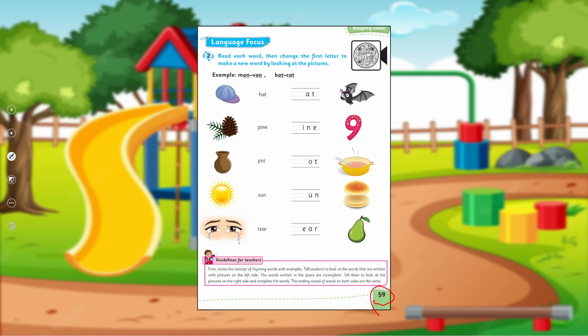Here we go. What we are going to do, you will read the first word and look at the picture, and write a letter which makes a rhyming word and completes the word. For example, it's written here, hat. And what is this? Bat. You will write B here and it will become a complete rhyming word. So pause the video, complete this task in your book and then come back.